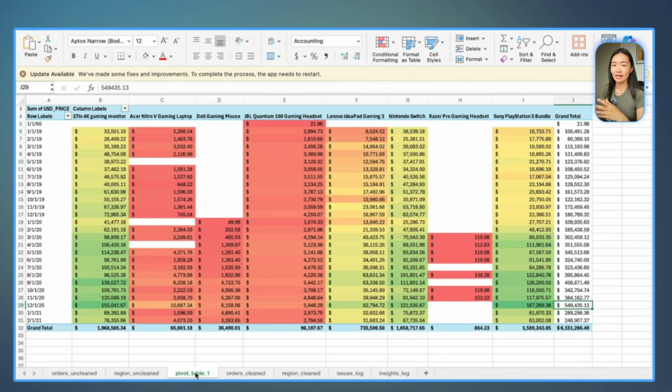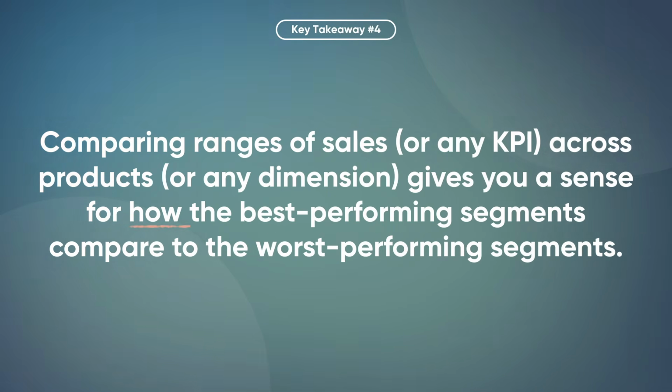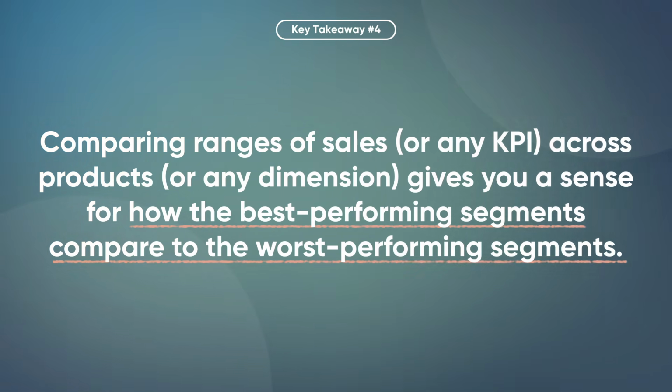I'm also going to start looking at the aggregates per product. So I'm going to look at, for the top performing products, what was the range of total sales? And for the lowest performing products, what was the range of those sales? That will give me a sense of the difference between the best products and the worst performing products.